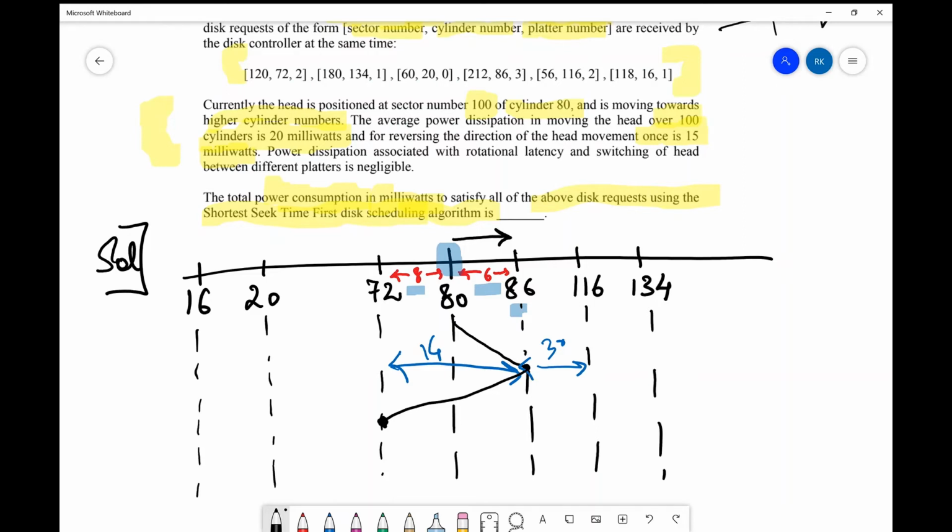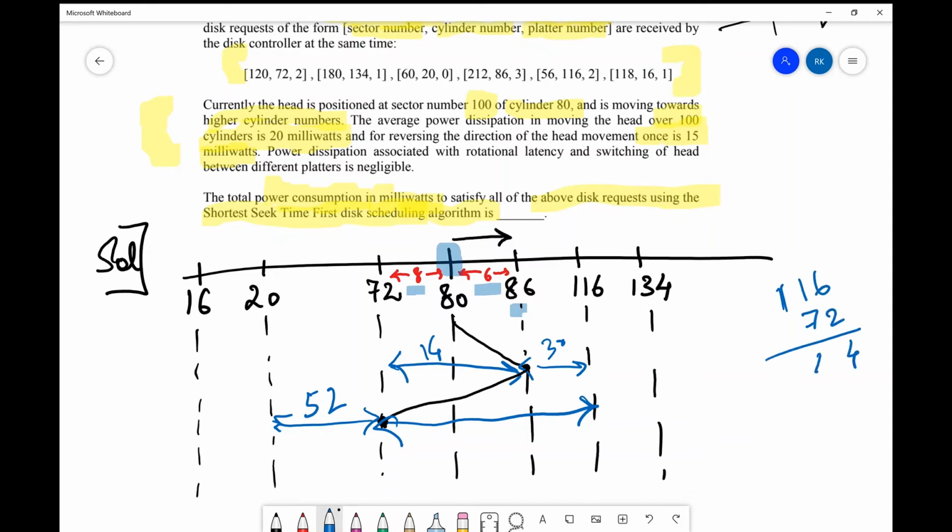Okay, next we are going to check the distance now again. So between 72 and 20, which is 52, and between 72 and 116, right? This is 44 over here. So obviously the distance on the right hand side is less now, so therefore we are going to serve the request of cylinder 116 first.